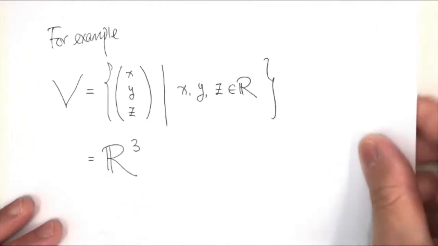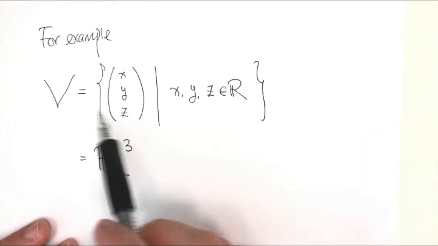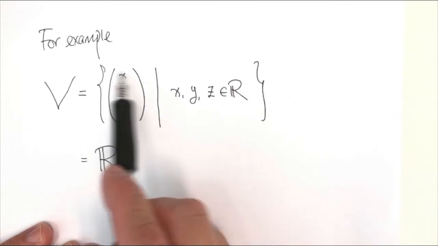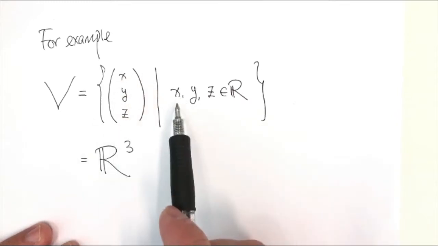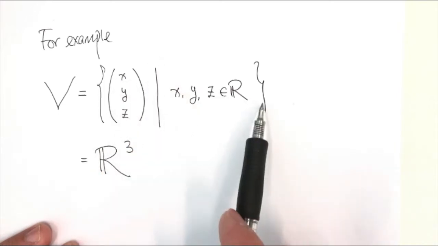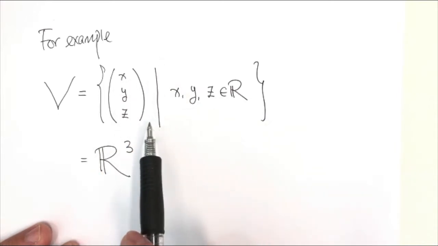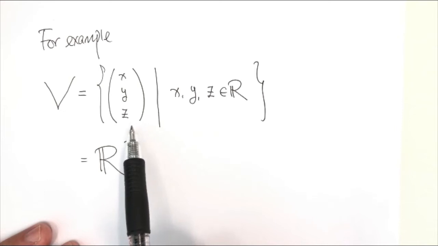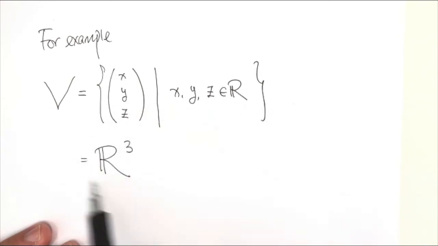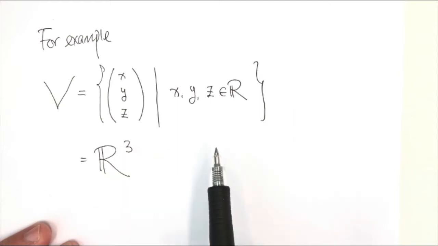Now, for example, we have a set V. This is what we call the set builder notation, where you write down the elements of the set here, and then you provide all the necessary descriptions for these elements right after this line. For example, in our case, our elements are the 3x1 column vectors, and x, y, z are real numbers. So this is what we typically refer to as R3.